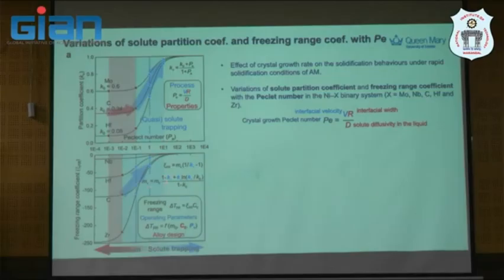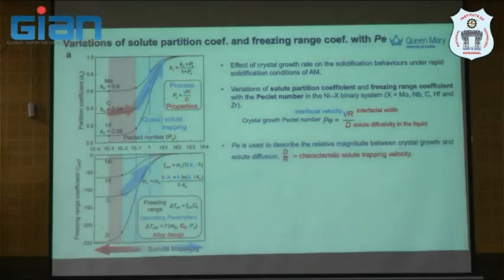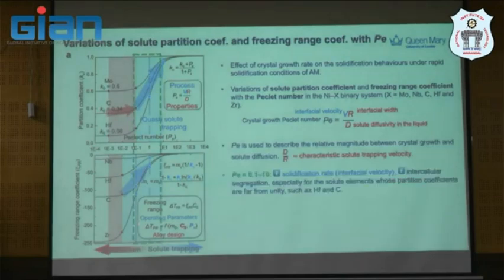So your moving interface or liquid here will change based on your partition coefficient. And the magnitude of this identifies something we call the characteristic solute trapping velocity. If this interfacial velocity is very high, in the range of 0.1 to 1, intercellular segregation will take place, especially for elements with a partition coefficient far from 1, such as hafnium and carbon. That means it will trap into this zone.